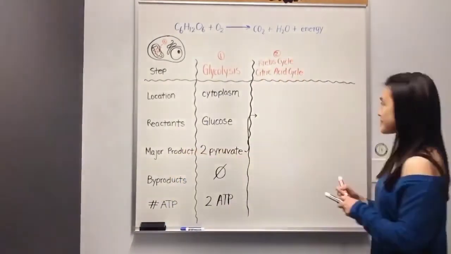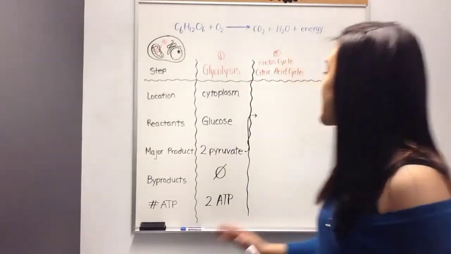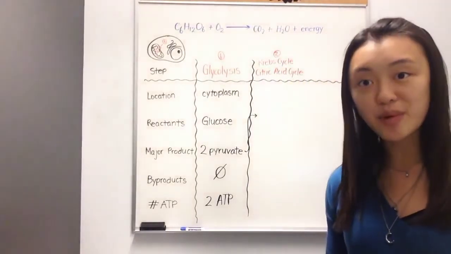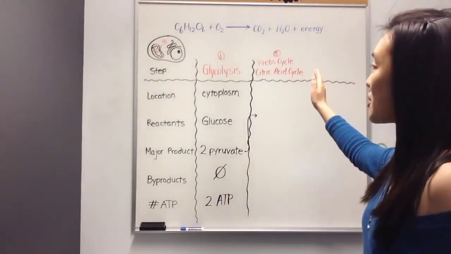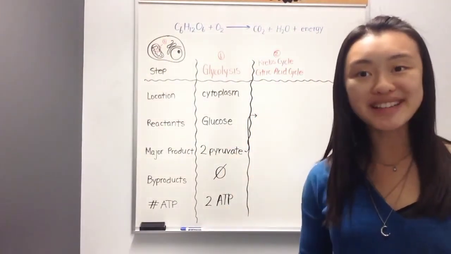Again, the Krebs cycle, or the citric acid cycle, does not take place in the cytoplasm anymore. We've moved on from the cytoplasm into the powerhouse of the cell, which you may remember is the mitochondria.